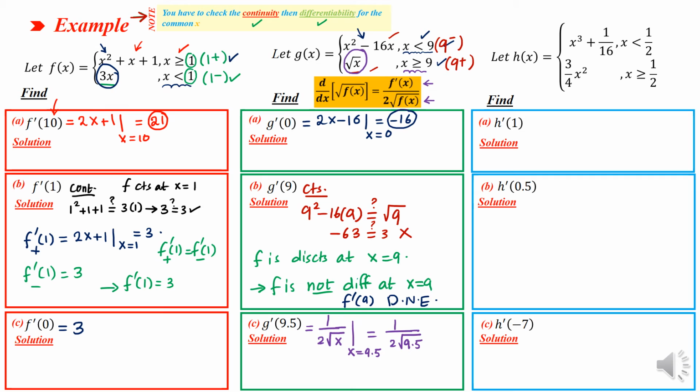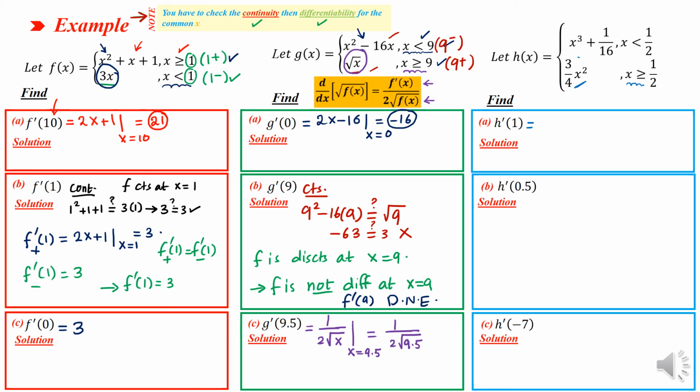Now the third function is h of x, and as you see, h of x equals x cubed plus 1 over 16 when x is less than half, and 3 over 4 x squared when x is greater than or equal to half. And the first question is to find h prime of 1, so you have to choose the correct interval. 1 is not common between the two intervals, and as you know, 1 is greater than 1 over 2, so this is the choice for this question.